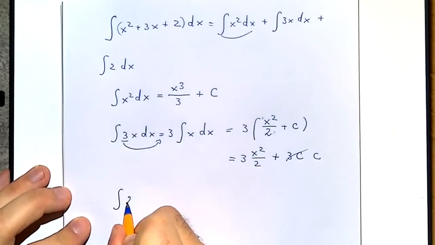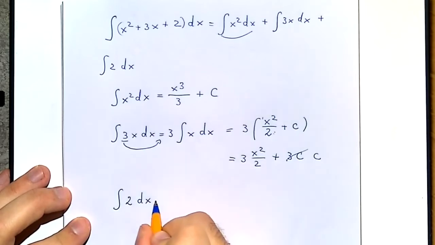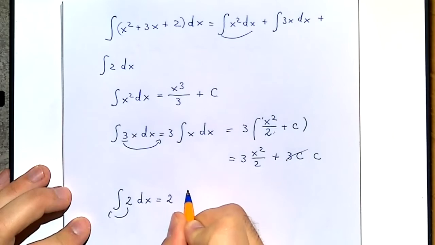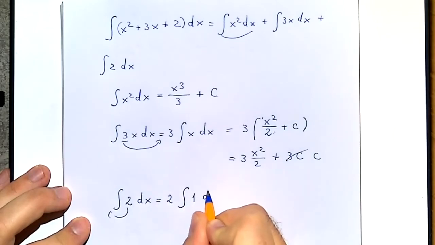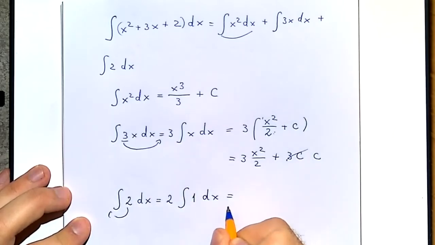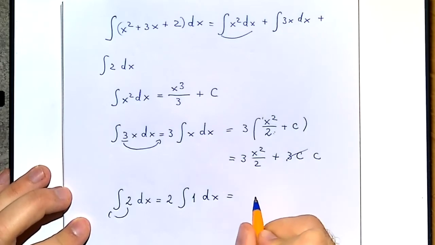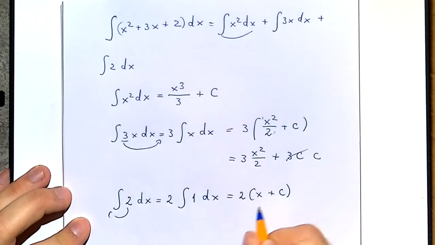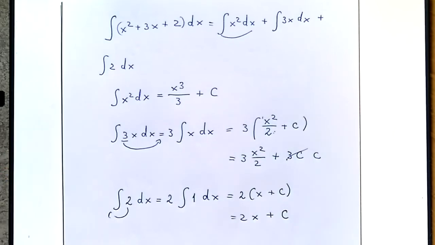So now doing 2 dx, again, 2 jumps in front as a constant, so I have 2 integral of 1 dx, and what gives me a derivative of 1? Just x. So it's just 2x plus a constant.